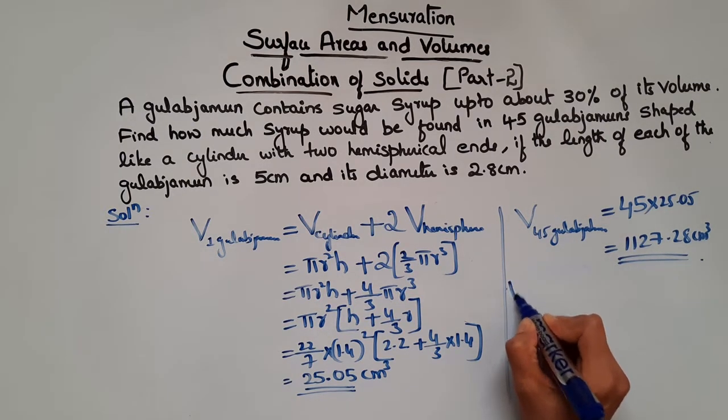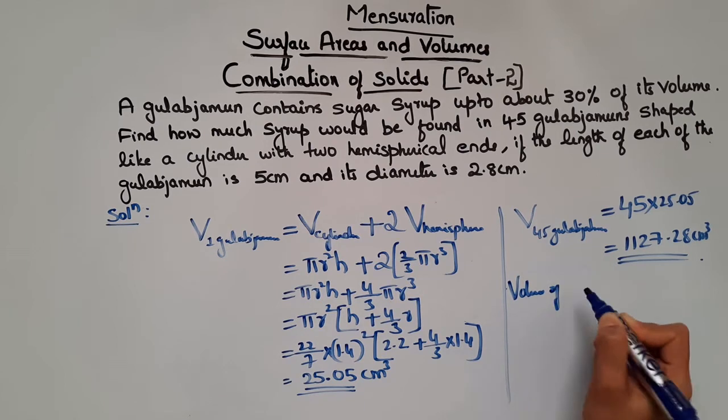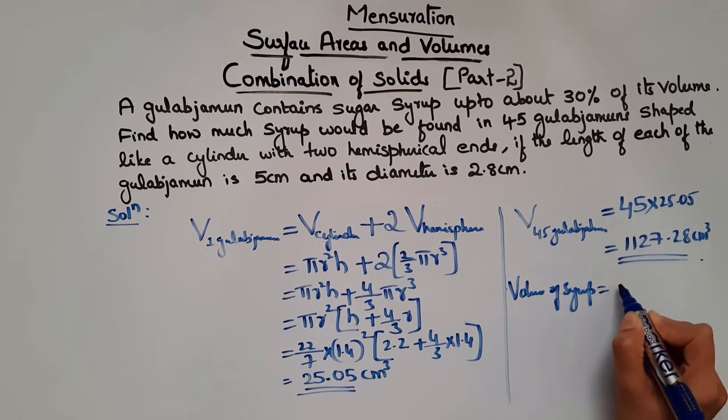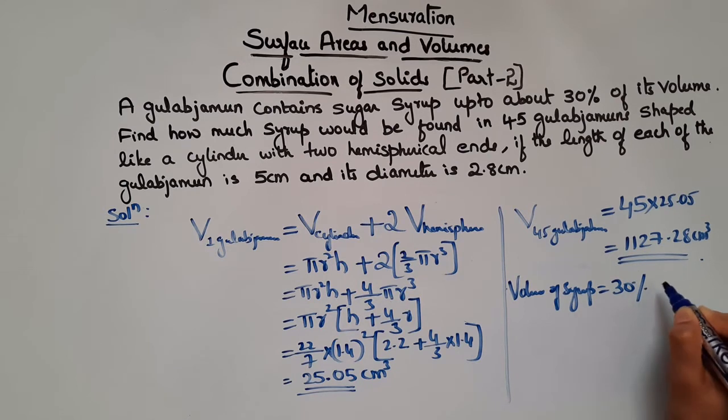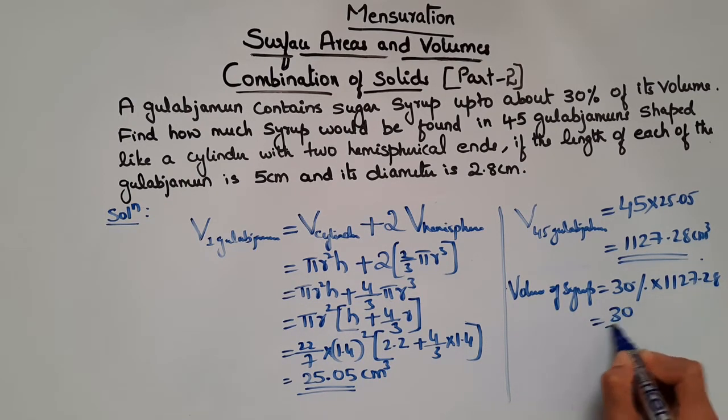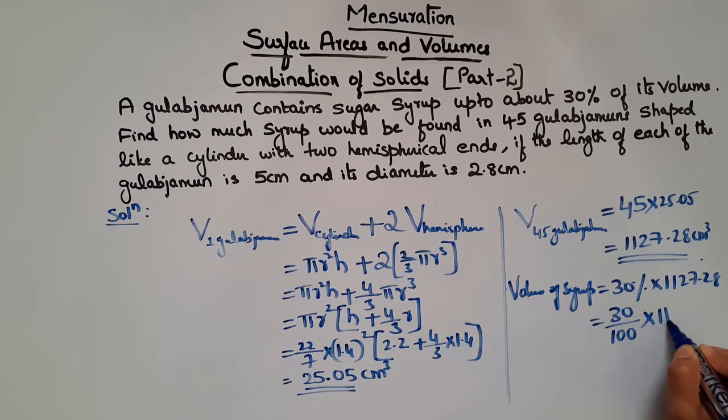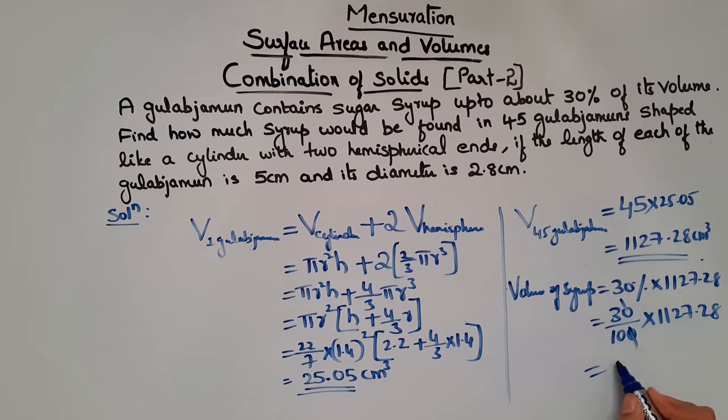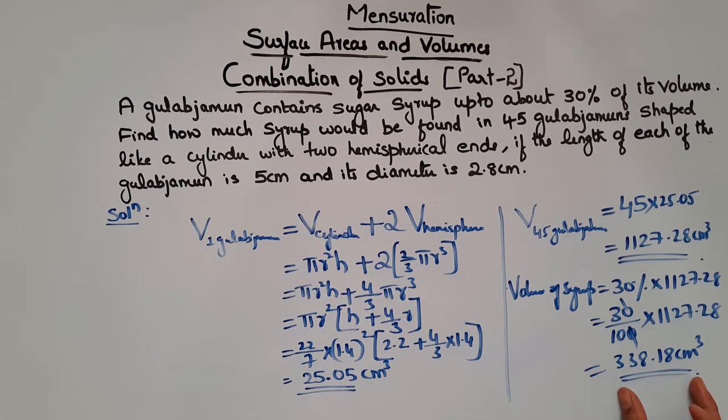So now we have to find the volume of syrup, right? So volume of syrup in 45 gulab jamun is, they have said, 30% of its volume. So 30% of 1127.28. So 30% is nothing but 30 by 100 into 1127.28. So when you simplify this, this will give you 338.18 centimeter cube. So this much volume of sugar syrup is present in 45 gulab jamuns. I hope this is clear. Now let's see the next problem.